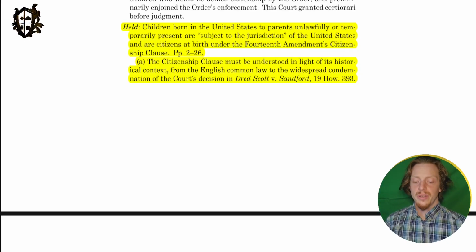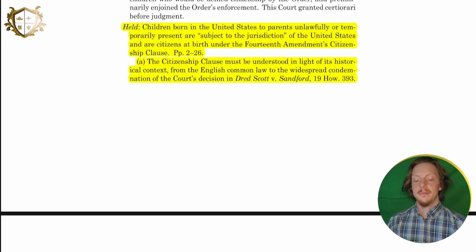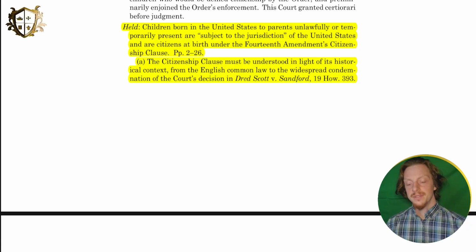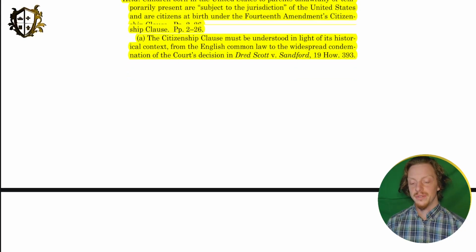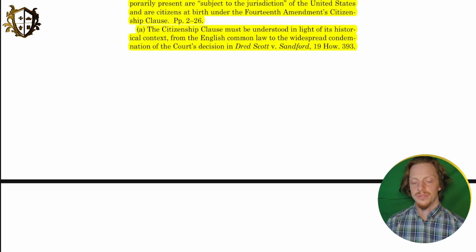Held that children born in the United States to parents unlawfully or temporarily present are subject to the jurisdiction of the United States and are citizens at birth under the 14th Amendment Citizenship Clause. Once we read through the debates, you're going to see that that is the correct interpretation, the correct understanding of the legislators at the time that this amendment was being considered. The Citizenship Clause must be understood in light of its historical context from English common law to the widespread condemnation of the court's decision in Dred Scott versus Sandford.